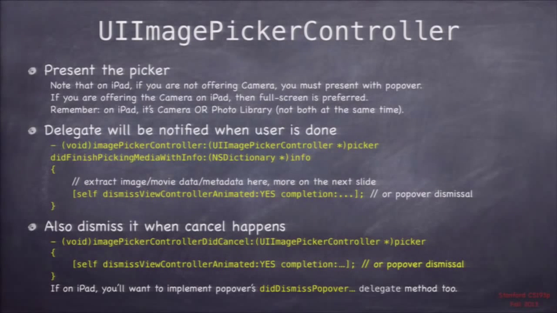If they hit cancel in the camera, then you're just going to get imagePickerControllerDidCancel. And then there's no info dictionary there, so you don't get to find anything about the photo. Again, if you're in a popover, you're going to use the popoverControllerDidDismissPopover business. You'll do the same thing.